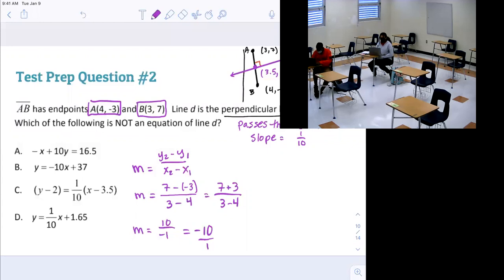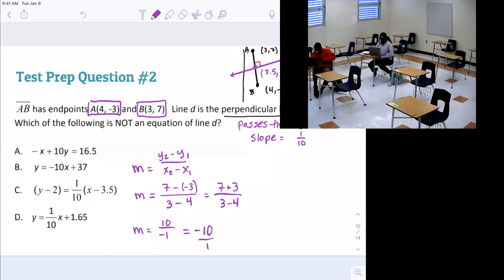Do I have any questions on how I got the slope of my perpendicular bisector? Tyrone says reciprocalize it. Yes, that's exactly what we did.